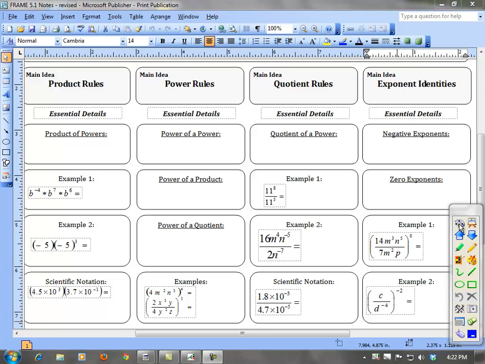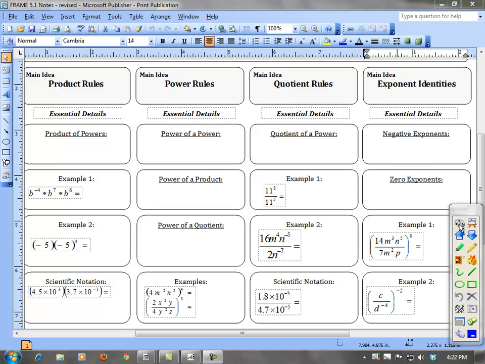Welcome to section 5.1. Most of this section is review from Algebra 1. We are going to be working on exponent rules, and so I'm going to go through a couple of the rules. At some points in time, you will want to pause this video, maybe it's now, so that you could actually write in the examples.